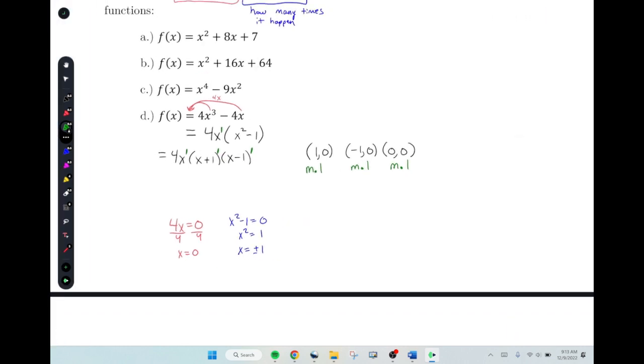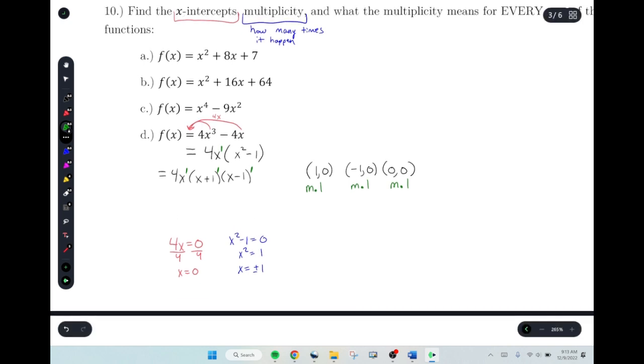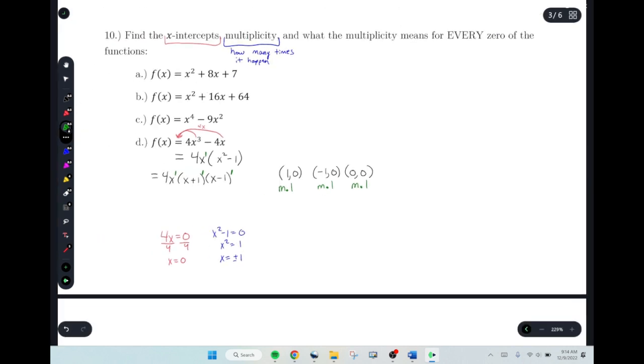No. What's the multiplicity? It's not the highest exponent. What is the multiplicity? How many times that root occurs? How many times that x-intercept happens? So what does that mean if they're all 1? We had an acronym for that. This was the acronym. Even bounces, odd crosses. So what that means is that at each of these things, it crosses the x-axis, right? So at 1, 0, negative 1, 0, and 0, 0, it's going to cross the x-axis.